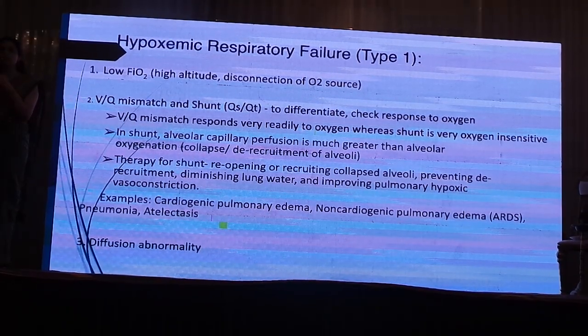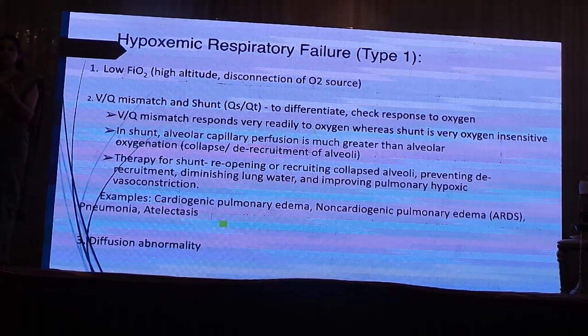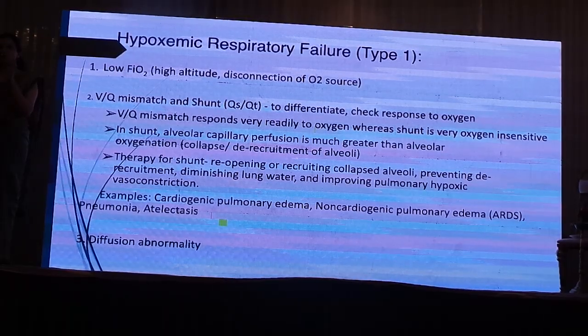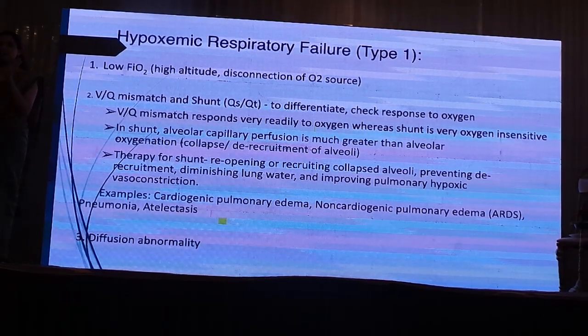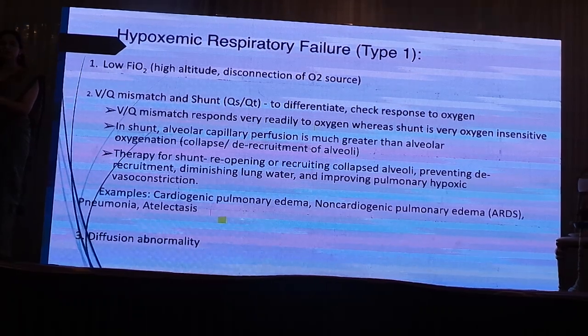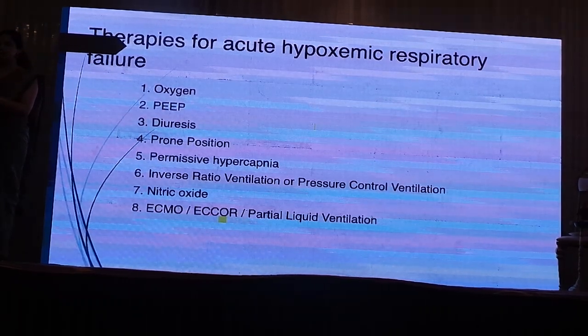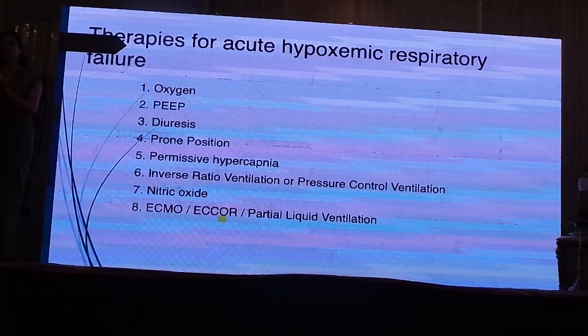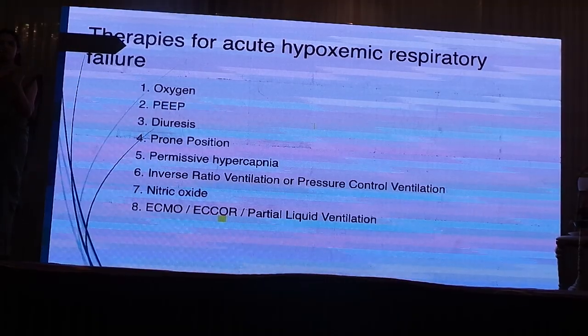And remember, CO2 diffuses very rapidly across the membranes. It is the oxygen which is affected in the diffusion capacity, not the CO2. So that is why it generally comes under respiratory type 1 failure. Now, what are the most common therapies? This is just an overview, not targeted therapy.